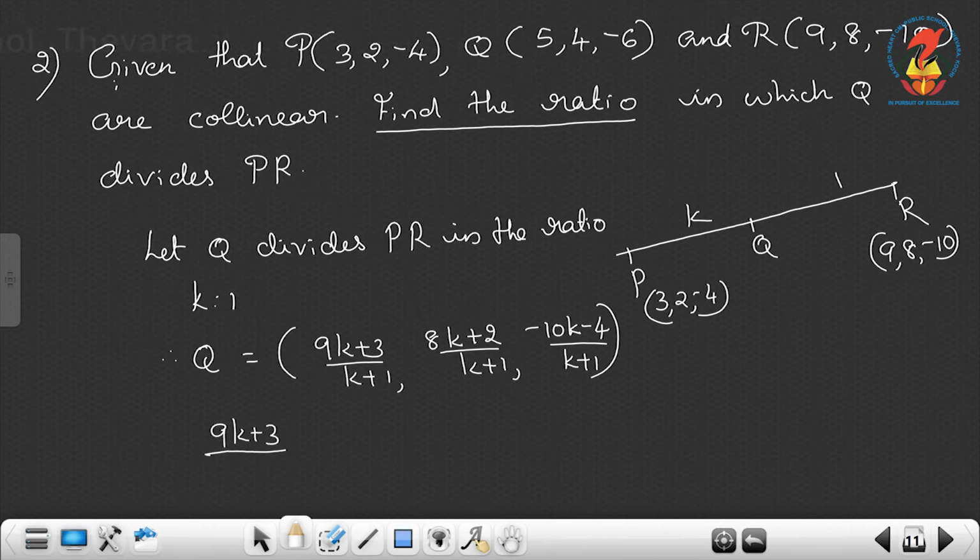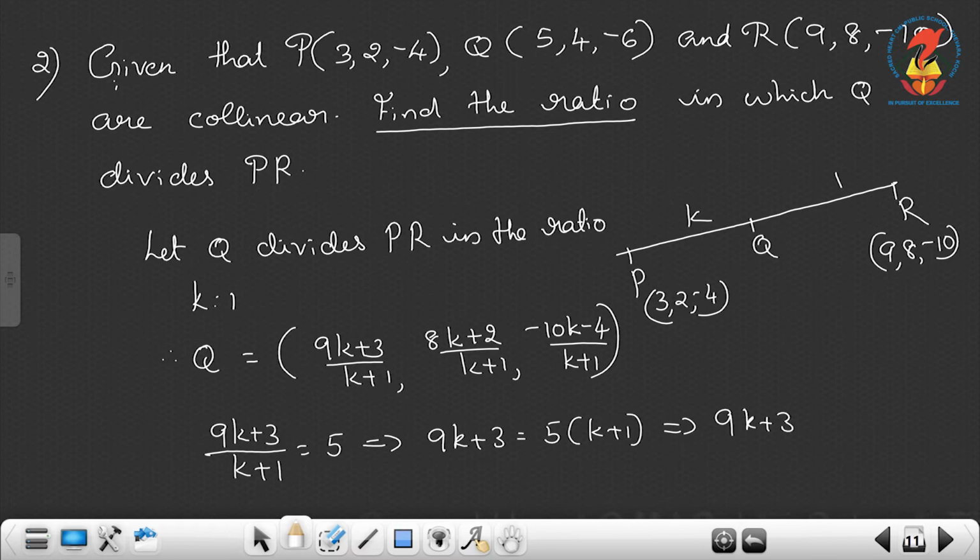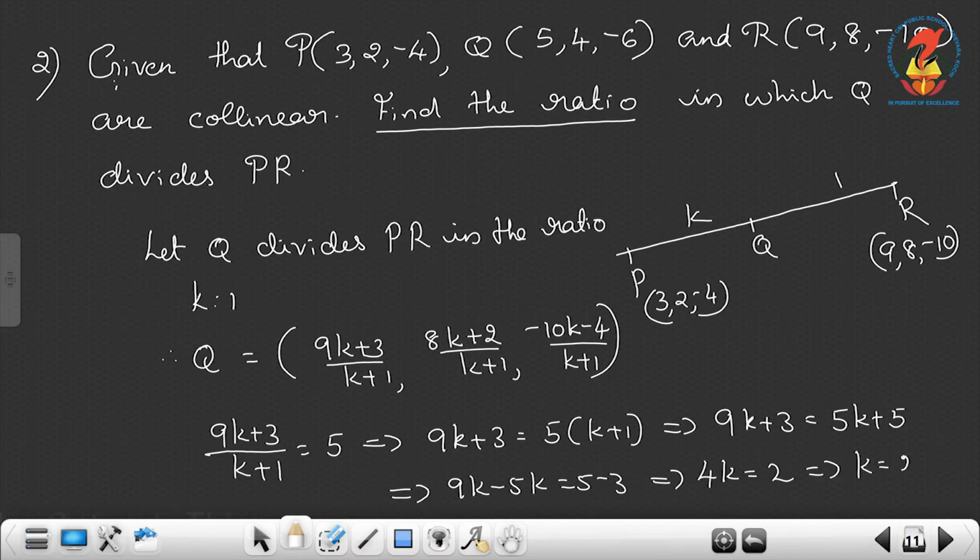9k plus 3 by k plus 1 is equal to, here I am taking the x coordinate. So, x coordinate is equal to x coordinate, which implies 9k plus 3 is equal to 5 into k plus 1, which implies 9k plus 3 is equal to 5k plus 5. Take to the left side, 9k minus 5k is 5 minus 3, which implies 4k is 2. So, what is k? 2 by 4, that is 1 by 2.